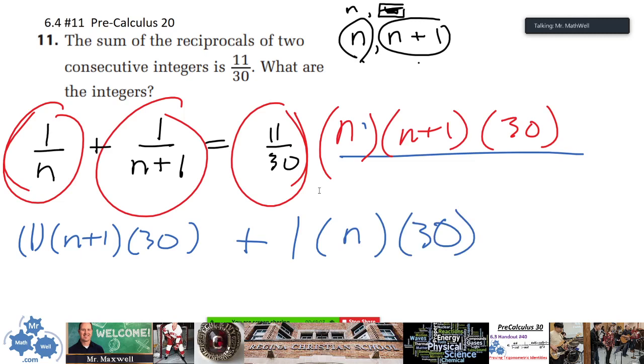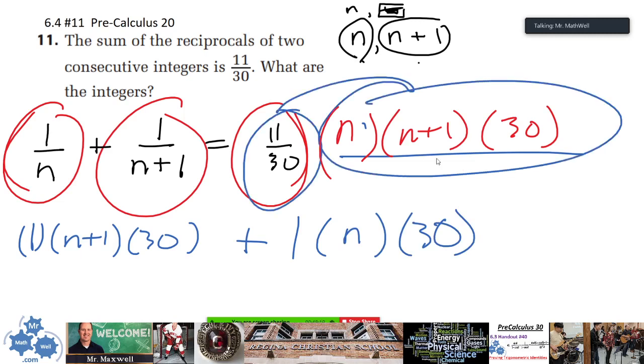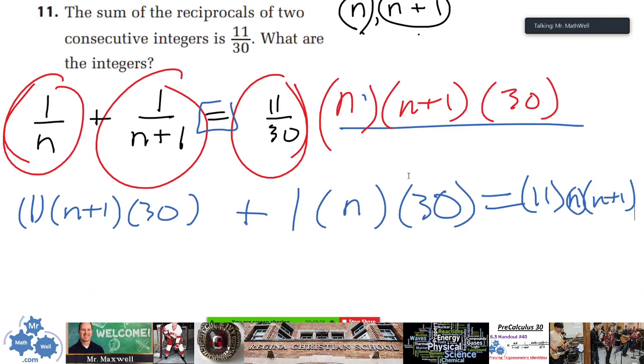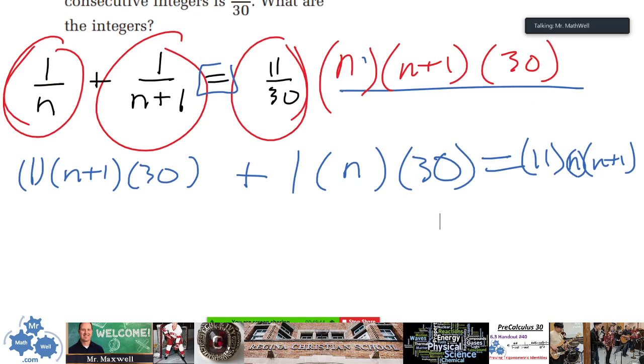Finally, this term times these three: the 30s cancel out, and so we've got equals. Don't forget your equal sign here. I've got n times n plus 1 times 11. You with me so far? Does that make sense? We're just getting rid of the denominators, because without the denominators now, we can simply multiply out these things, gather like terms, and then try to solve for n.